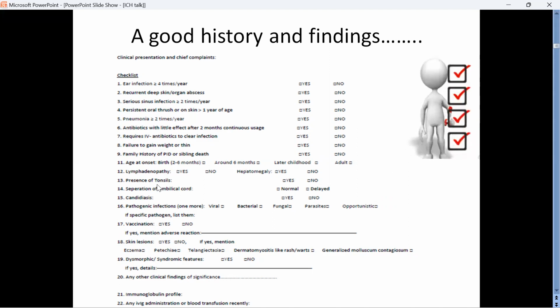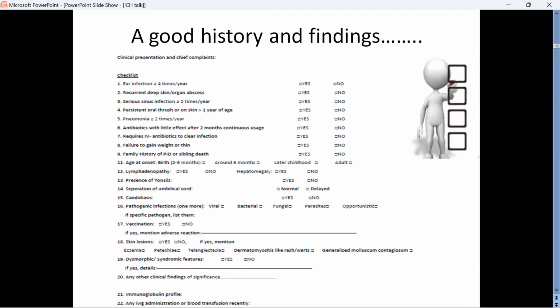Then, are the tonsils present? Is there lymphadenopathy? Did the separation of the umbilical cord happen in a timely fashion, or was it delayed? Was there any candidiasis? Were there any pathogenic infections, and what was the pathogen which caused the infection? How was the patient's reaction to a live attenuated vaccine like BCG? Are there any skin lesions? Are there any syndromic features? Is there any family history of sibling death?